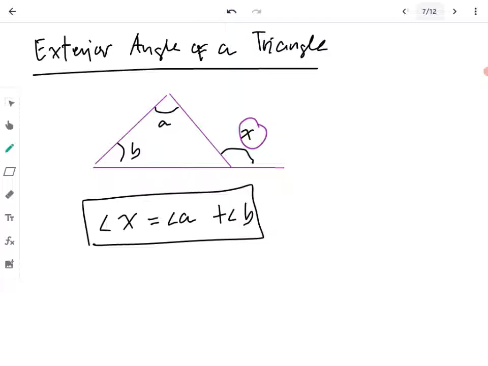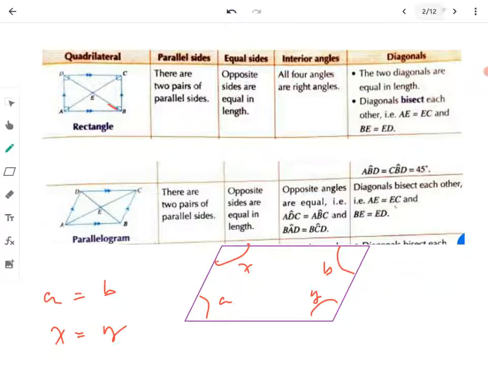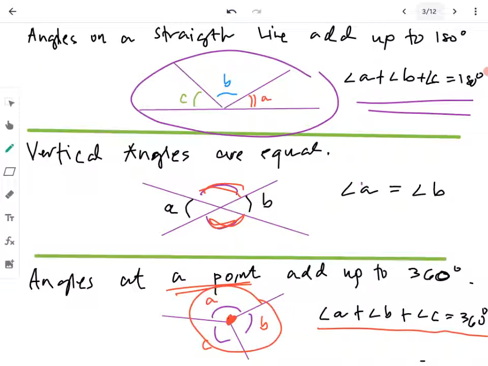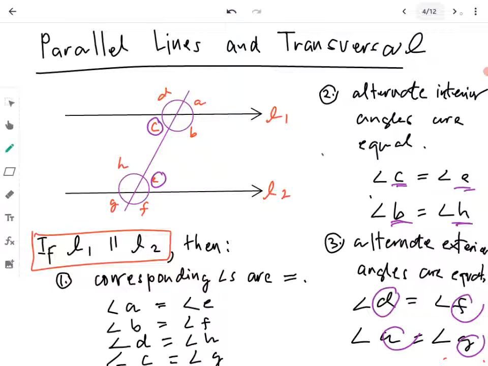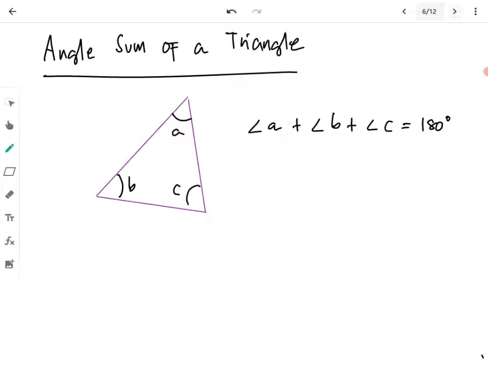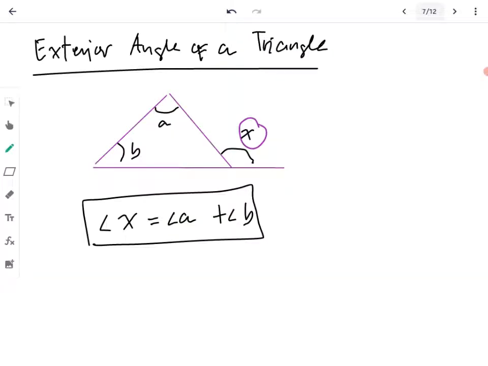So those are the important concepts, really the properties: angles, parallel lines and transversal, angle sum of a triangle, and exterior angle of a triangle. So when there is a math problem or a geometry problem later on, try to spot these concepts in that problem and see if you can use them. That is why the mastery of these concepts is very, very necessary.